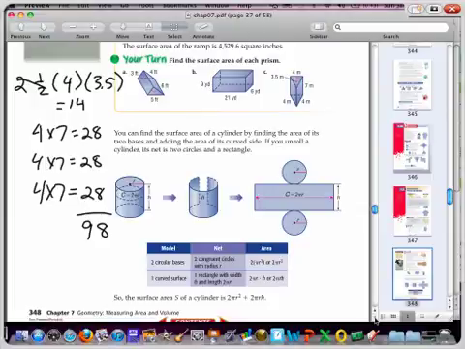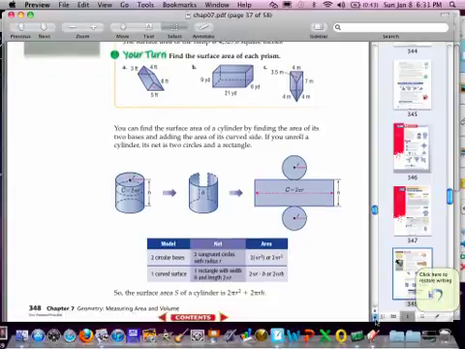All right. So that's prisms. But we've got a little bit left to do here. We've got to talk about cylinders.